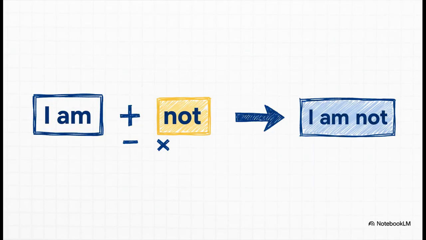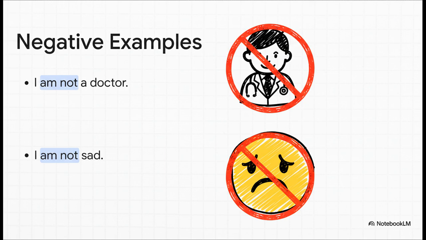But what if you want to say the opposite? Well, it's actually incredibly simple. All you have to do is add one tiny little word, not. So using our other examples, you could say, I am not a doctor, or I am not sad. See? The word not just slides in right there after am. It really is that easy.